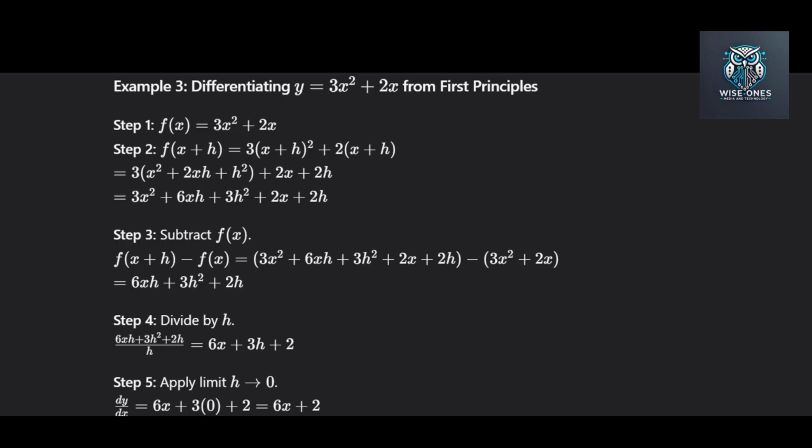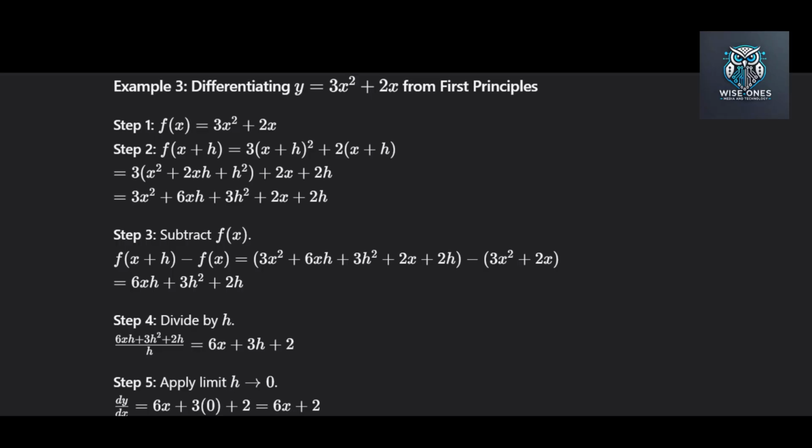Step 4. Divide by h. The fraction is 6xh plus 3h squared plus 2h over h. Every term has an h, so we divide each term by h. 6xh divided by h is 6x.